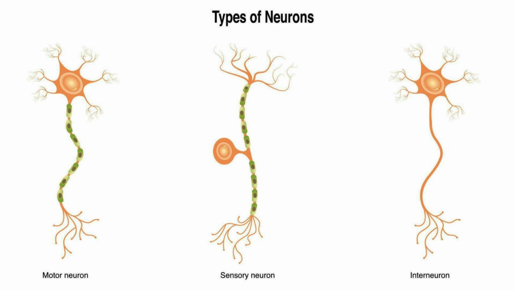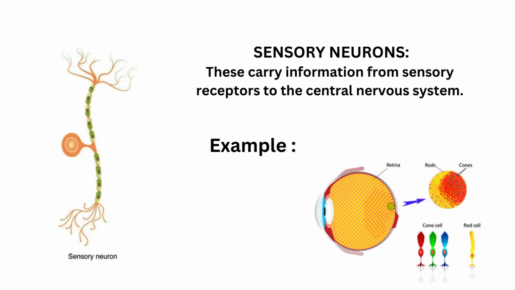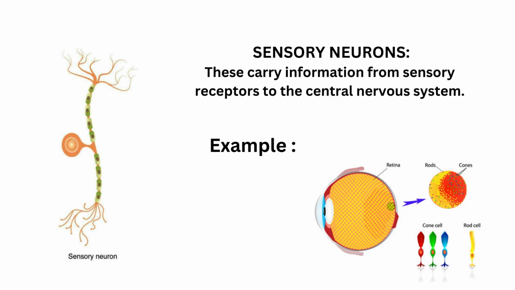Sensory neurons, motor neurons, and interneurons. Sensory neurons. These carry information from sensory receptors to the central nervous system. For example, rod and cone cells in the retina of the eye.